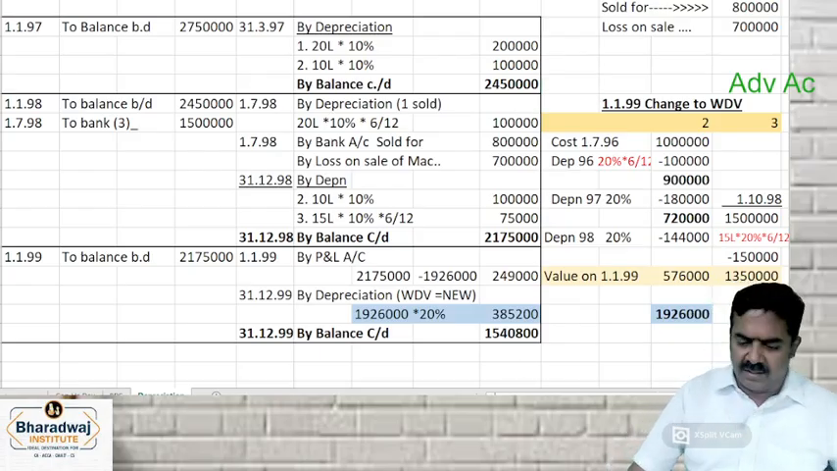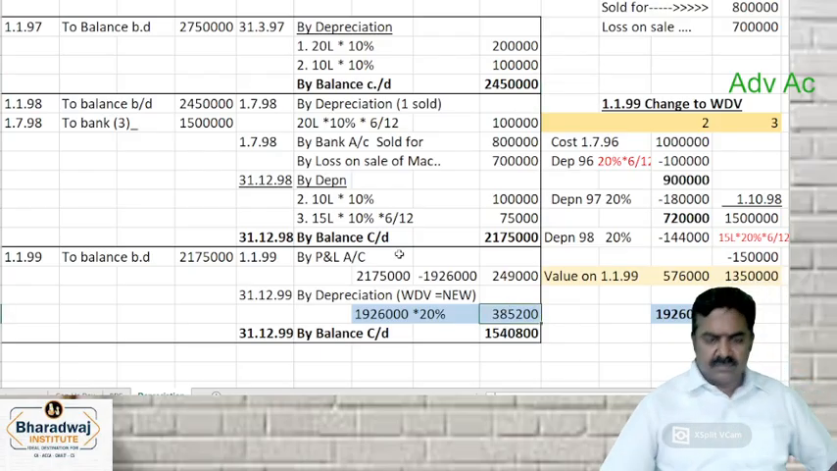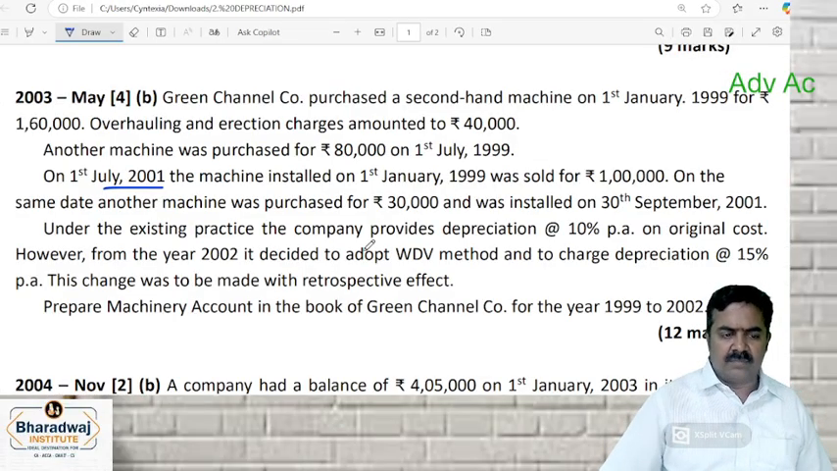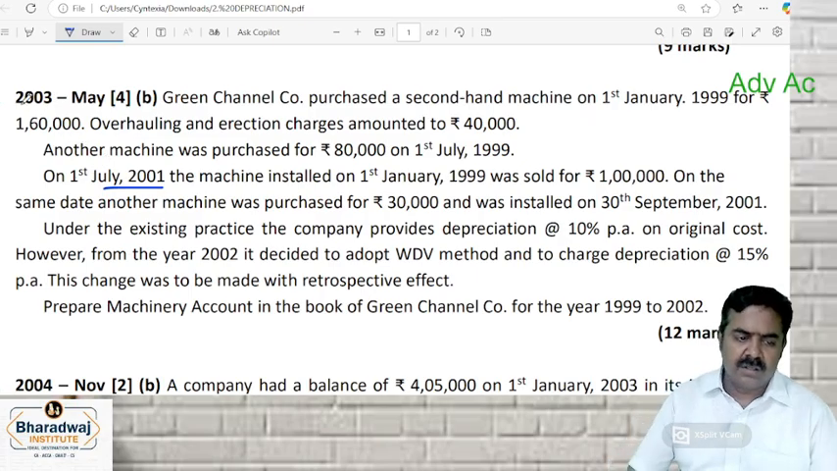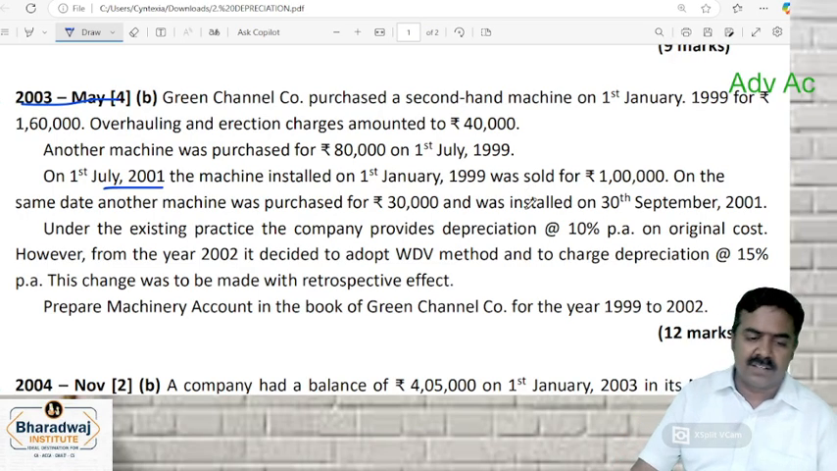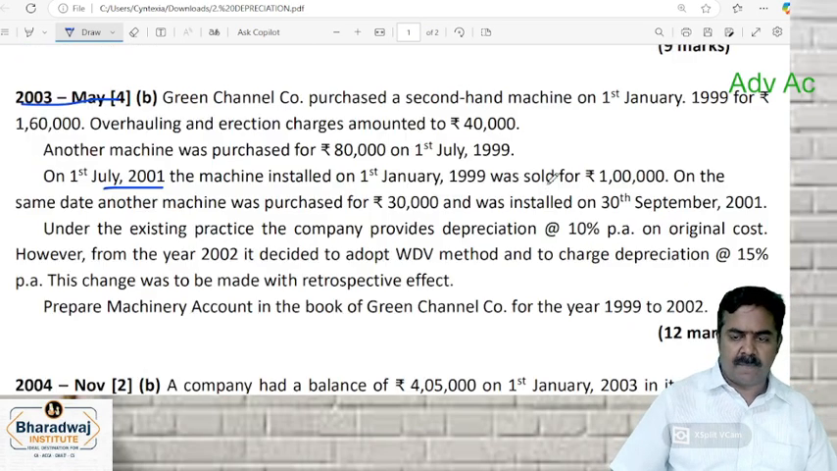Have you completed this? Last one is going. Next question, let's move. We'll go to which question? 2003, this question. A similar model will be there, only the numbers are different. Let us try. First machine, read the question, then we'll solve.